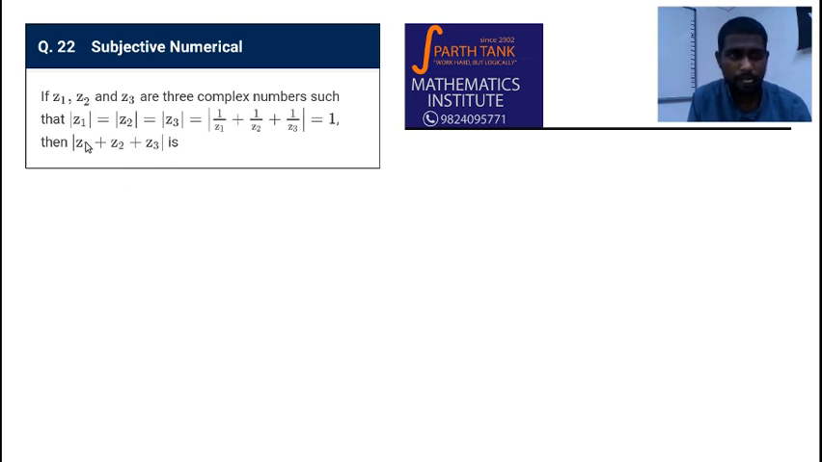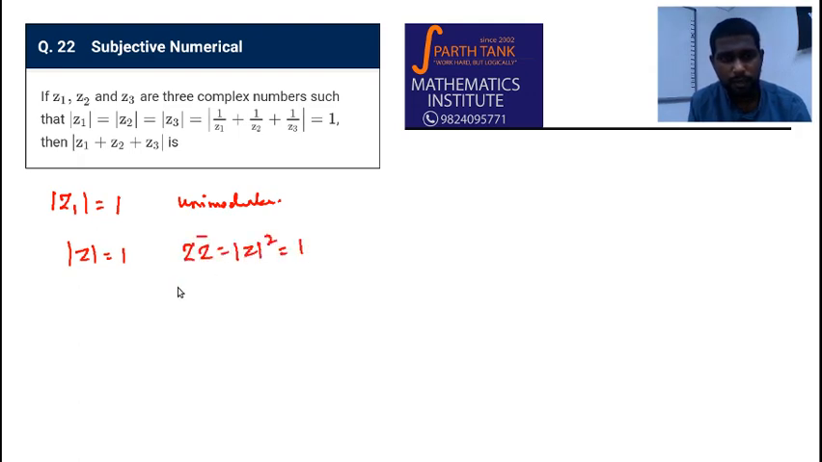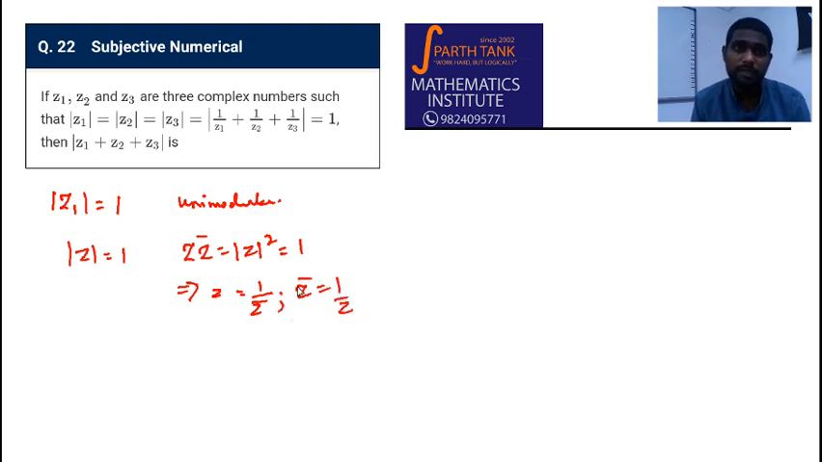Now first of all, mod z1 is equal to 1 itself is a special class of complex numbers, no? Unimodular. When mod z is equal to 1, then z into z bar, which is mod z square, is also equal to 1, and this implies z is 1 by z bar, or z bar is 1 by z. That is, the reciprocal is the conjugate of the number. Now what is the advantage? Let us calculate this. We need to find this, right?